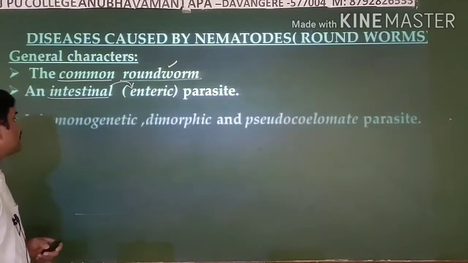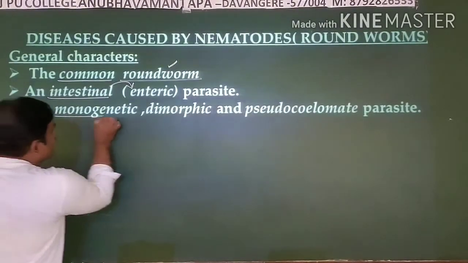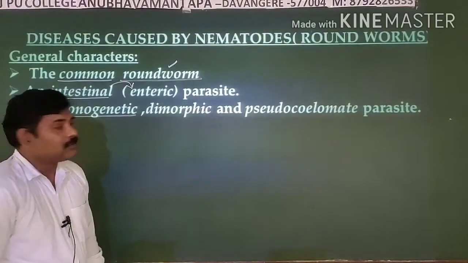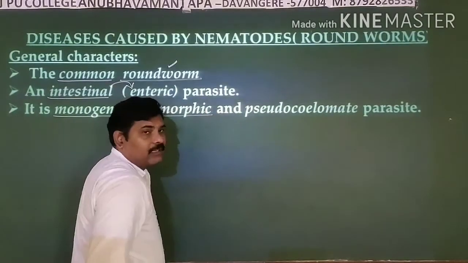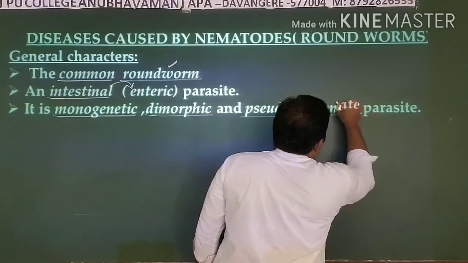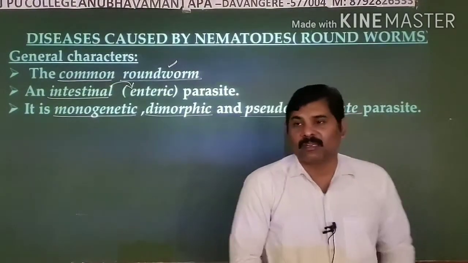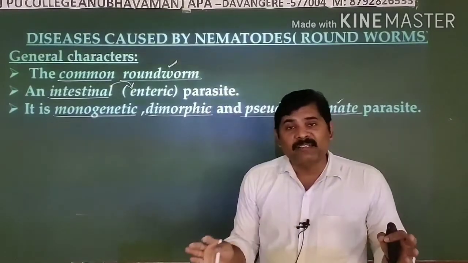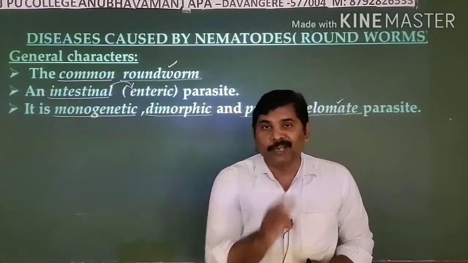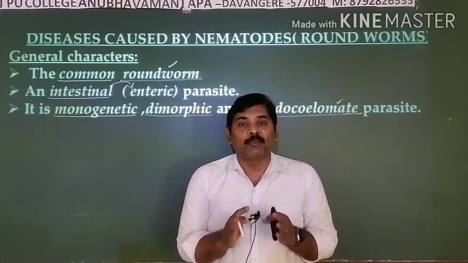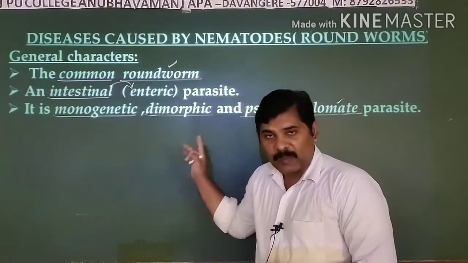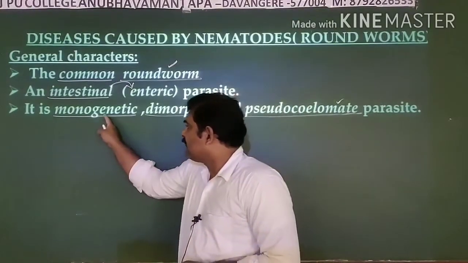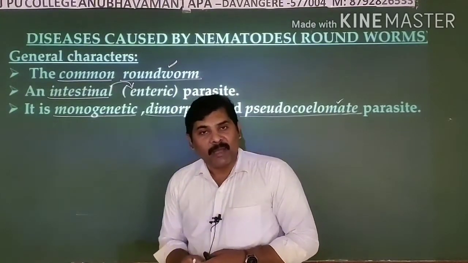Next, this parasite is a monogenetic parasite, a dimorphic parasite, as well as pseudocoelomate. What does that mean? Monogenetic indicates a parasite which completes its life cycle in only a single host. Human beings are the host for this parasite. That is the reason why it is known as a monogenetic parasite.